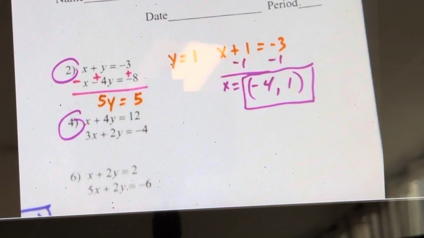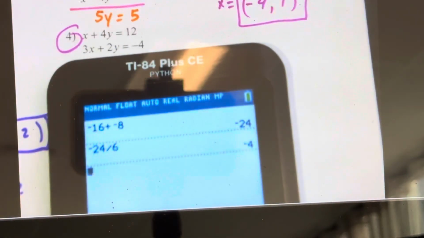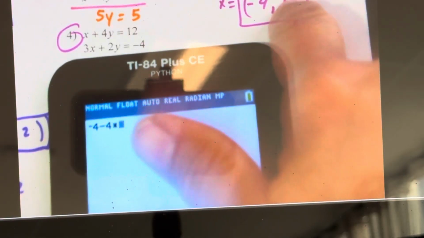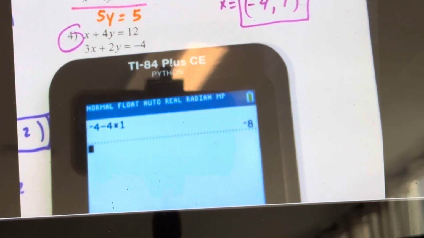Okay, so what I haven't demonstrated is the calculator. If you have your answer and you want to check it, you substitute those answers back in. We obviously used the top equation, so I'm going to use the bottom original equation. So x is negative 4, minus 4 times my y value, which is 1. That better equal negative 8. If it doesn't, we did something wrong. And then of course, negative 4 plus 1 gives you negative 3.